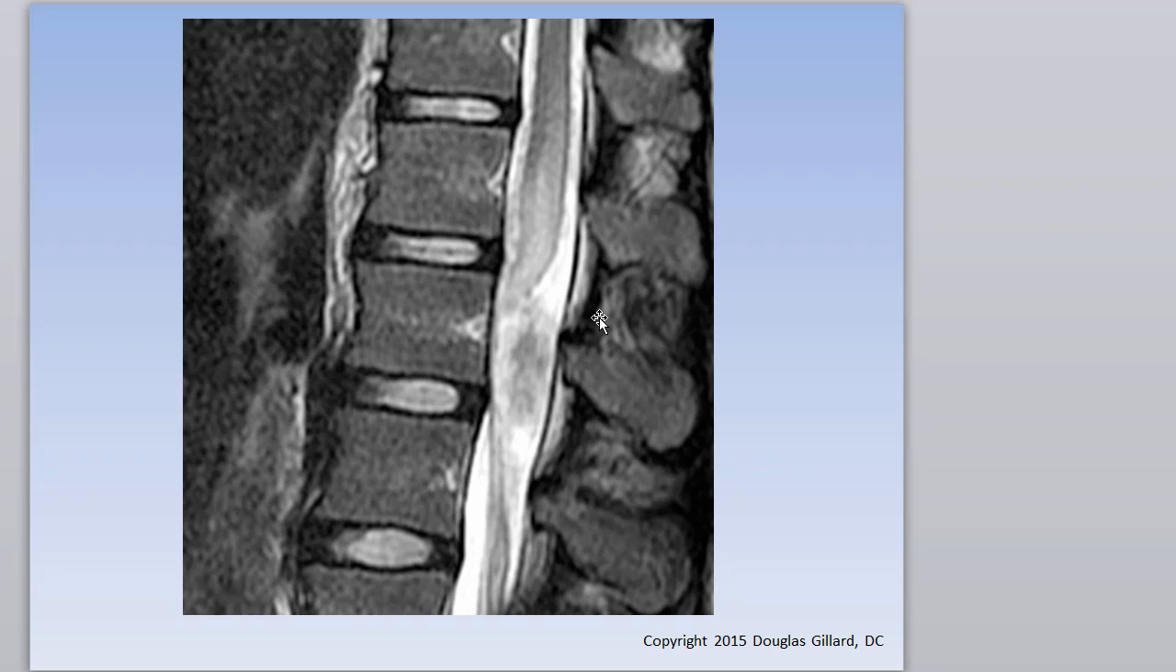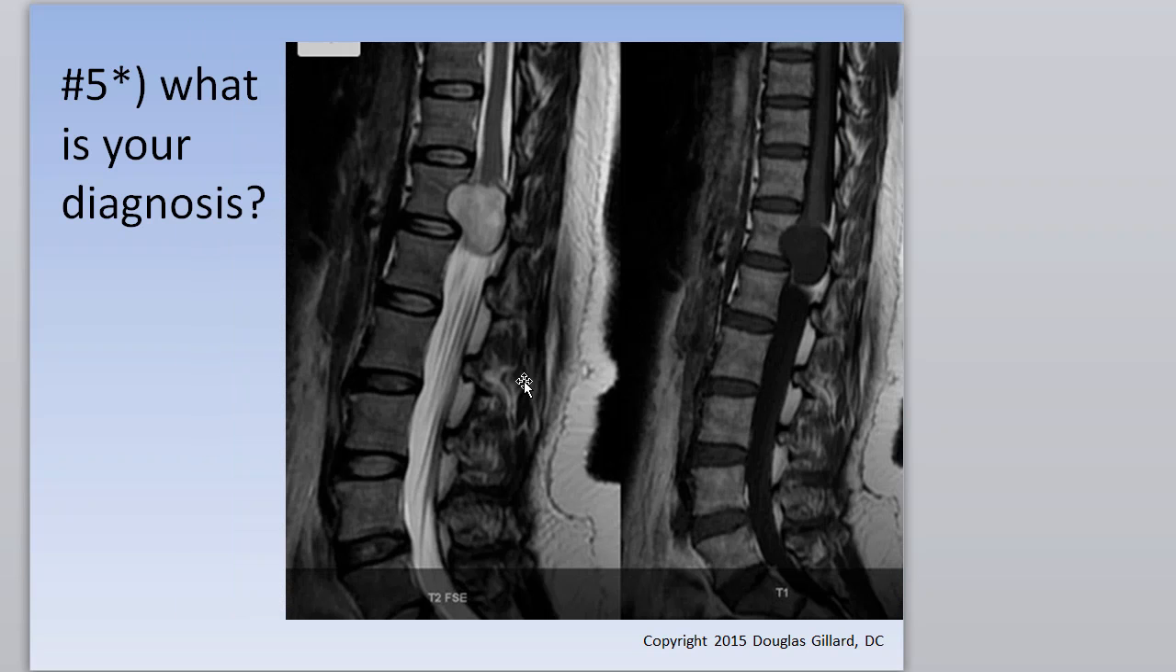Myxopapillary ependymoma. Myxopapillary ependymoma. They love the conus medullaris and filum terminale. Simple, right? What do we got here? Kind of hard to tell what's going on here. It's obviously a round tumor. It's a little high for myxopapillary ependymoma.